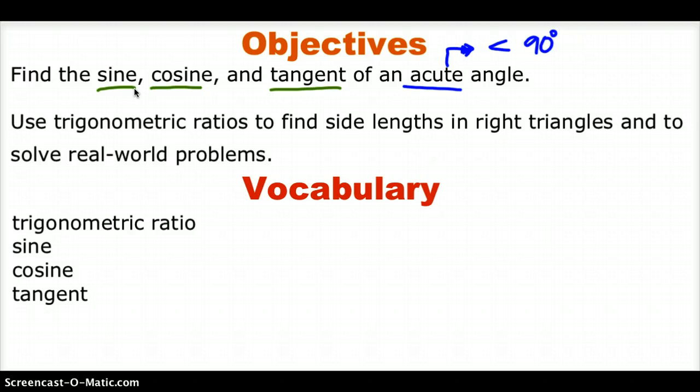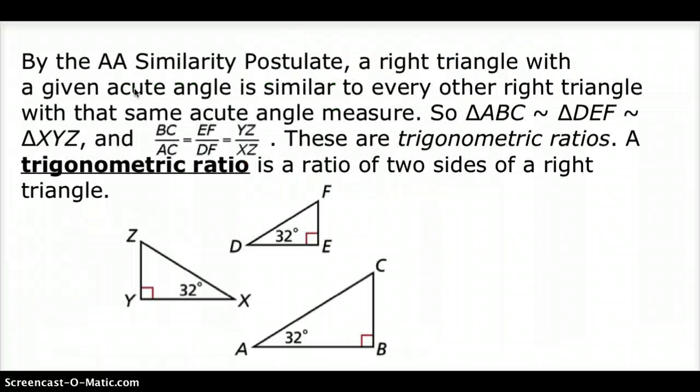We're going to use these particular trig ratios to find side lengths in right triangles and to solve real-world problems. The vocabulary that we will go through is what a trig ratio actually is, what the sine is, the cosine, and the tangent. Each of those three words is just a trig ratio. So let's take a quick look at a little background on some of these things.